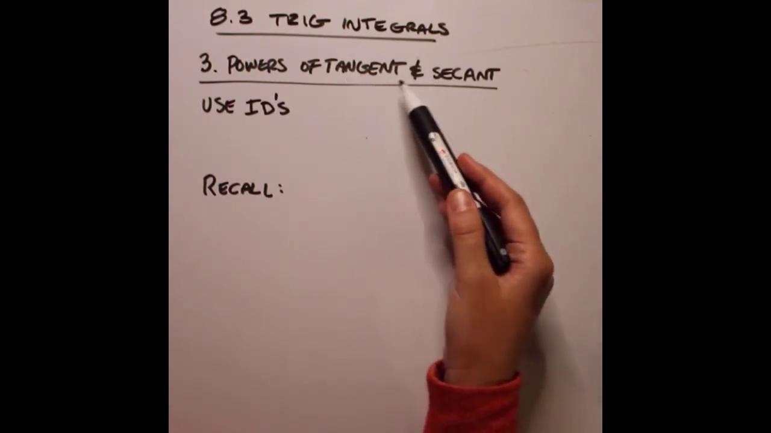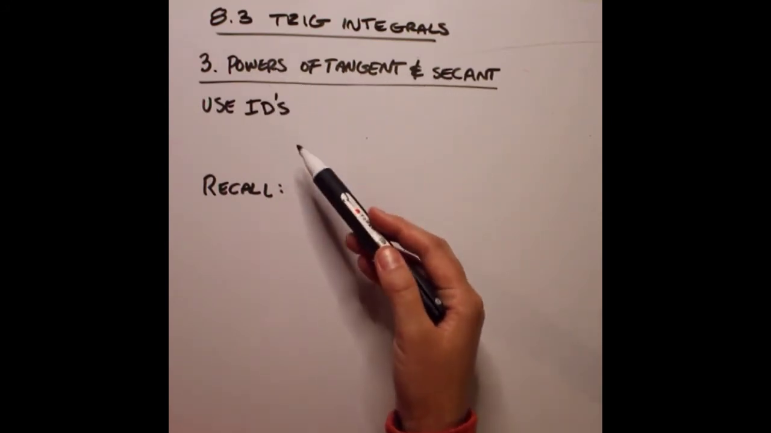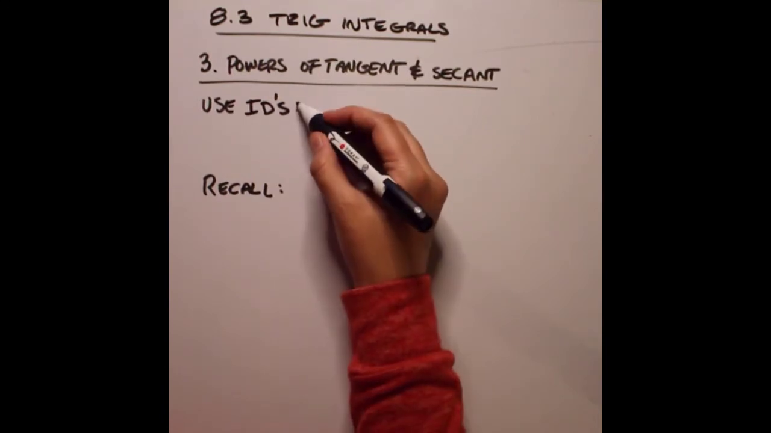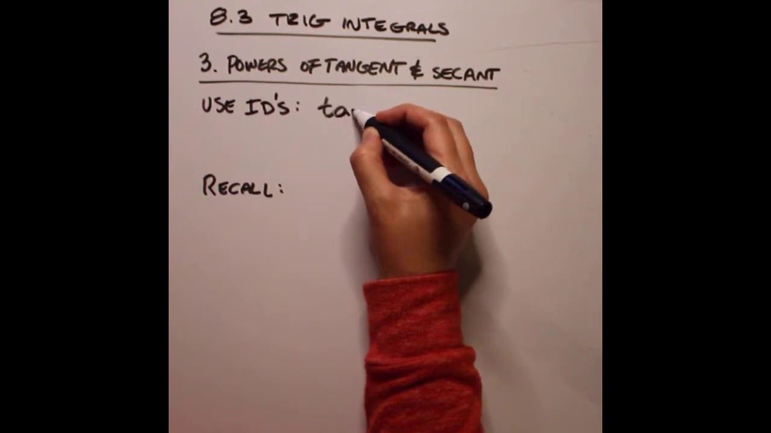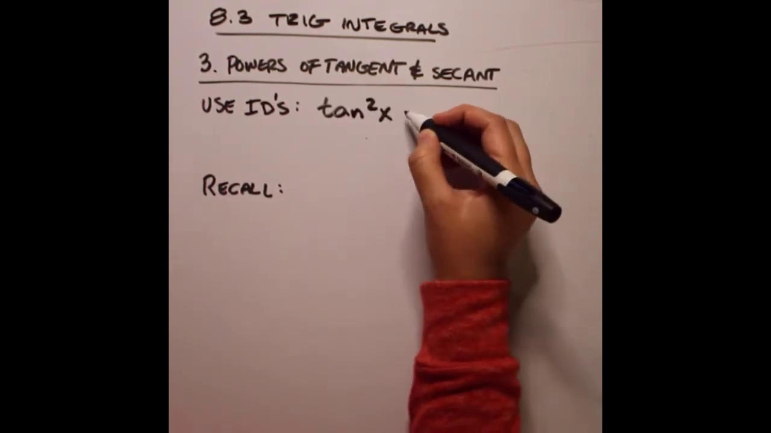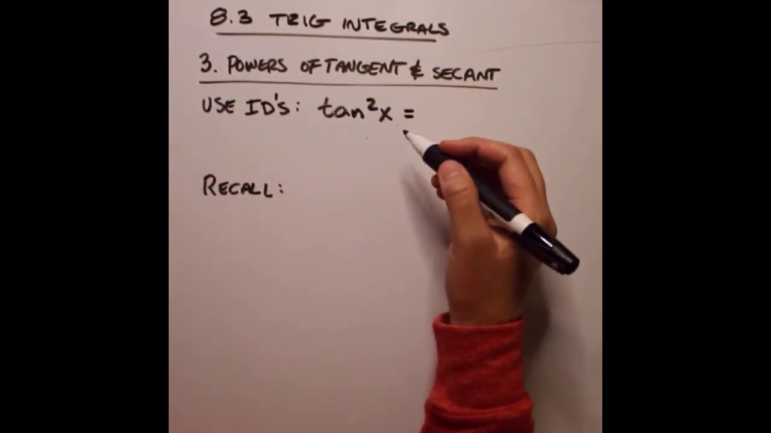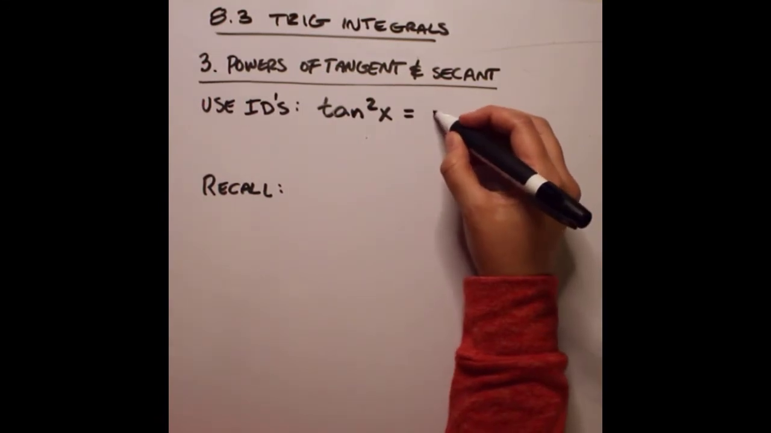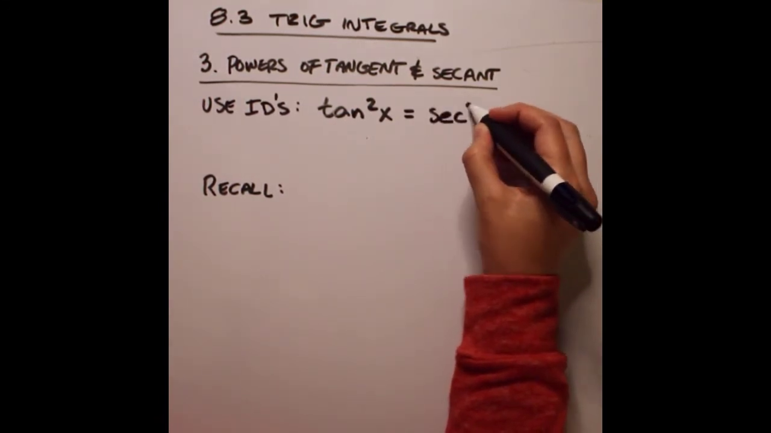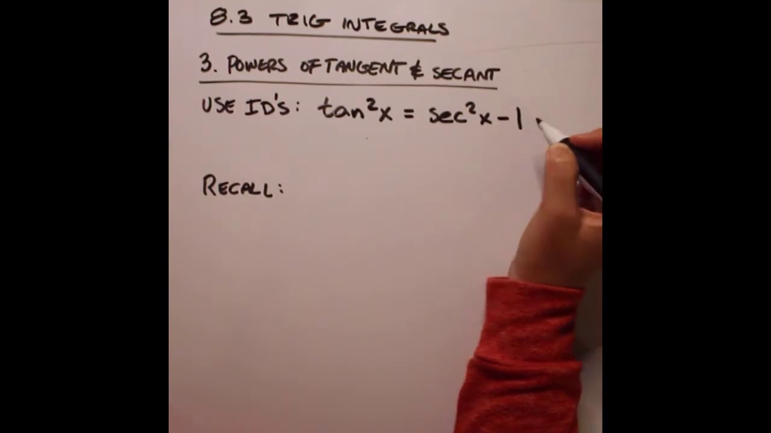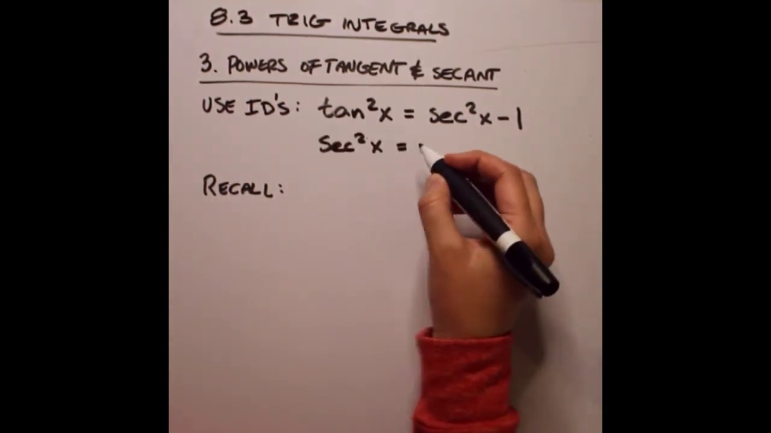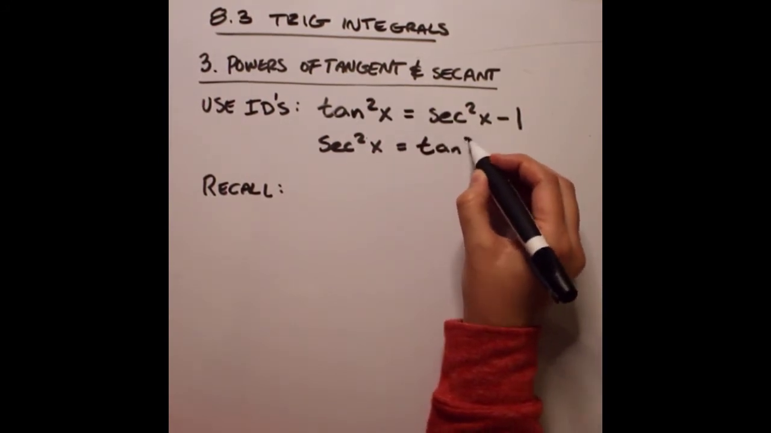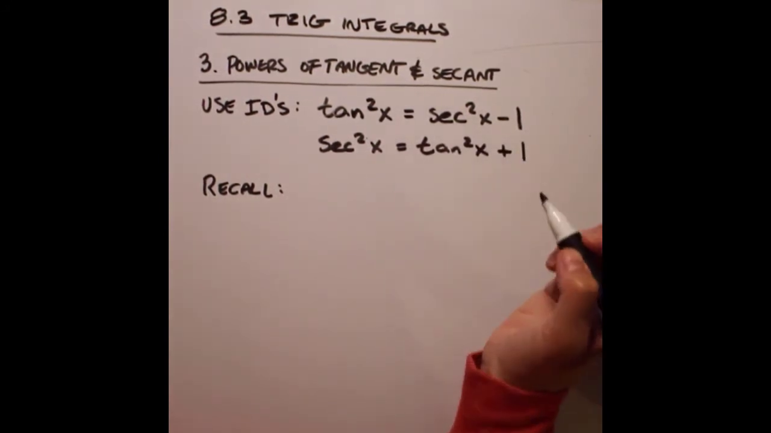So secant and tangent are going to show up in our integrals and they're going to have exponents on them. So let me remind you of some stuff. The identities that are going to come up in this section are the tangent squared identity, which is a modified version of our Pythagorean identity. So tangent squared x is the same as secant squared x minus 1. And if we solve this for secant squared, we have secant squared x is tangent squared x plus 1.